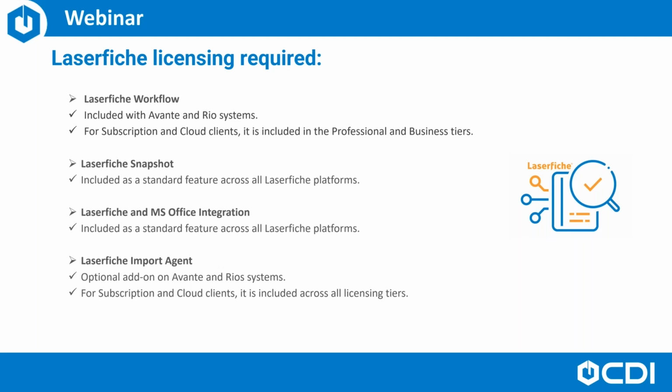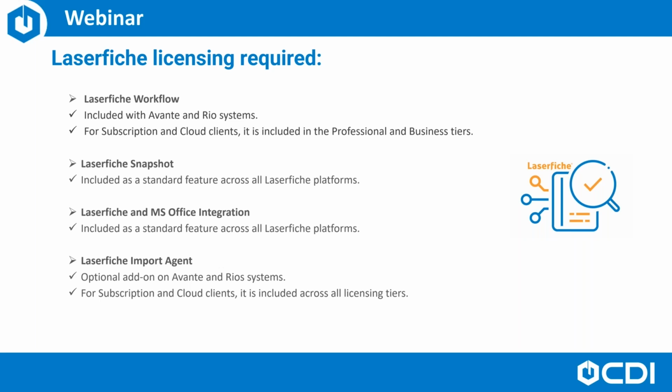Laserfiche Snapshot, this is a core feature. It's standard across all Laserfiche platforms. So if you have Laserfiche already, you have Snapshot. If you've never used it, let us know. We can help you get that set up. The Office integration with version control and check-in and check-out, that's also another standard feature in Laserfiche. That's also available on all of the platforms, and it's ready to go. If you need help getting that set up in your organization, definitely let us know.